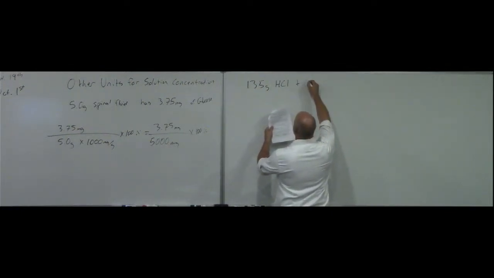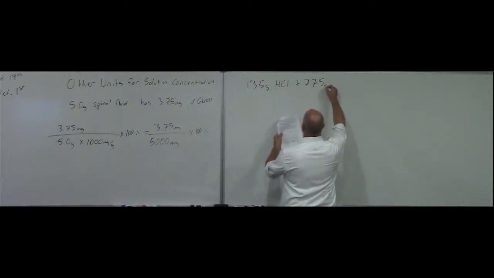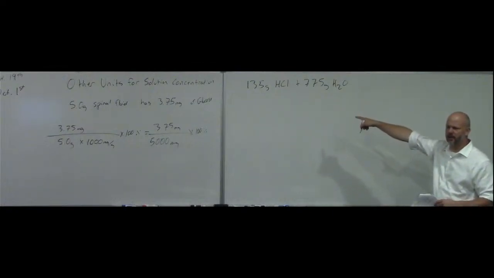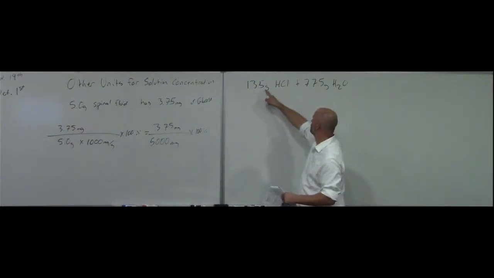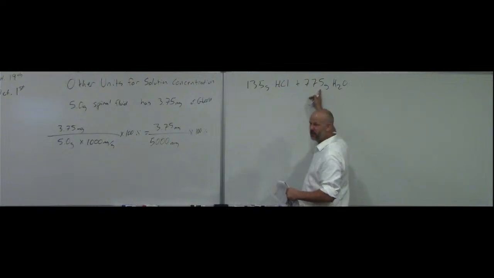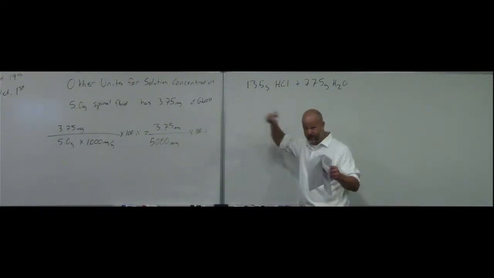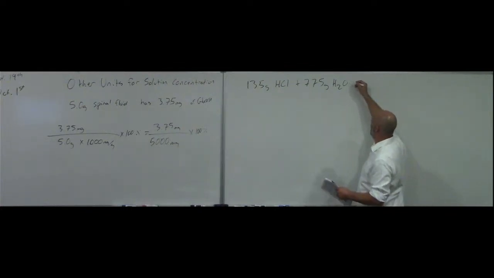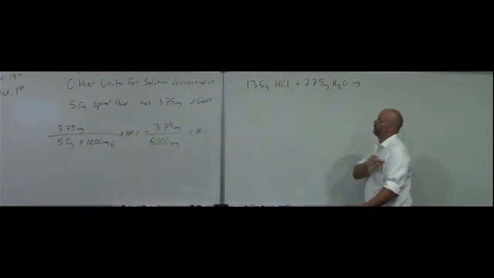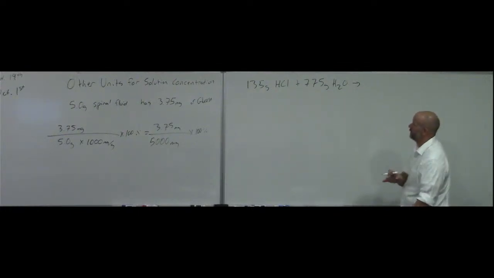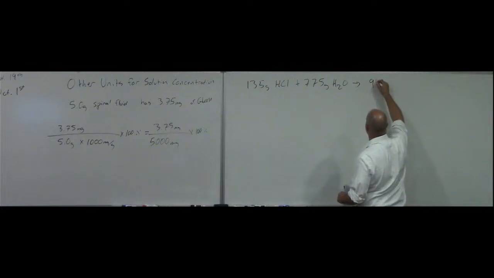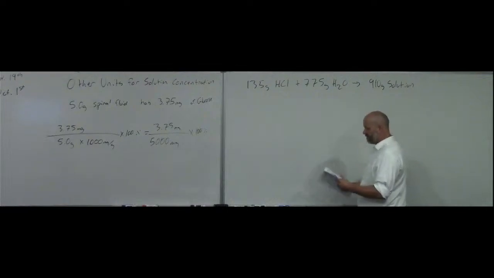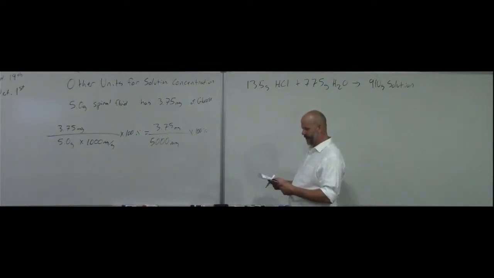So, 135 grams of hydrochloric acid, and 775 grams of water. So they did this one differently, right? This time I have my solute and my solvent, but they did not give me my grams of solution. To do that, I gotta be a little savvy and realize I gotta add these two together, right? So let's add them together, and what does that tell me for my solution? 910 grams of solution. Good.